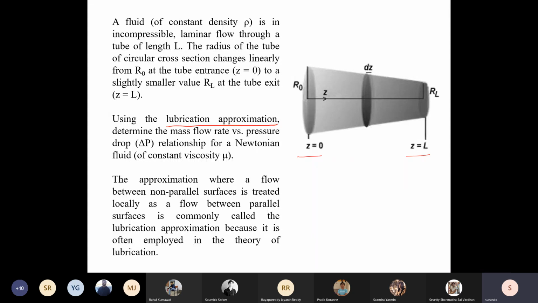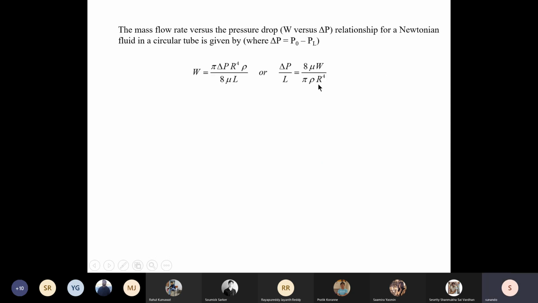So in the next paragraph I expressed what is known as the lubrication approximation. As I mentioned, a flow between non-parallel surfaces can be treated as flow between parallel surfaces. What would be the advantage of doing that, we would see later, but that's known as the lubrication approximation. And it's true only if the angle, or rather the change in R from the entry to the exit, is rather small.